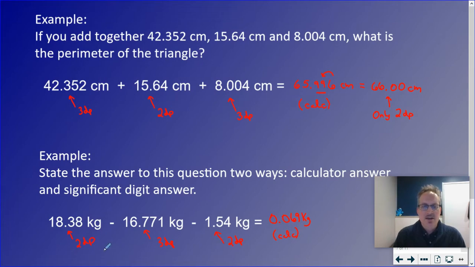Now, if I take a look, 2, 3, 2, I'm allowed 2 decimal places. So I'm going to look right here. This guy is going to round up, rounding rule again. And my answer I'm going to record is 0.07 kilograms, 2 decimal places. That is the rule for adding and subtracting.